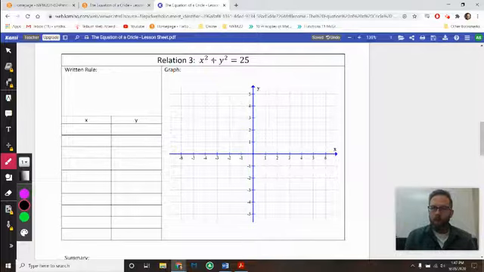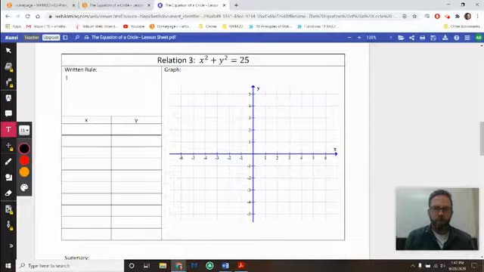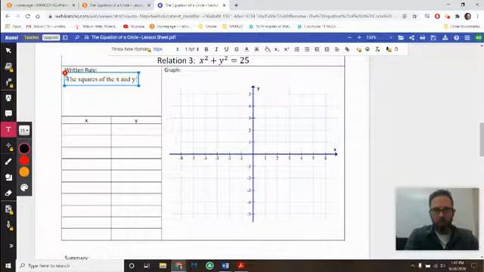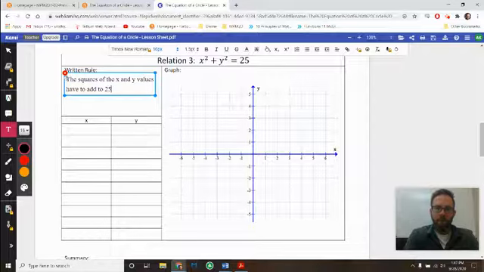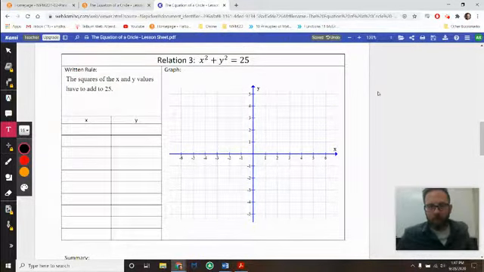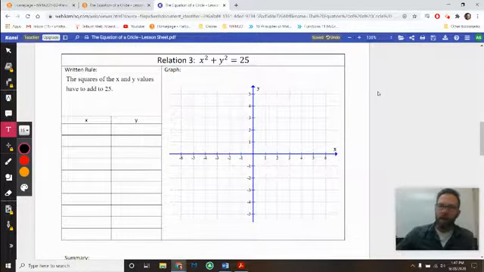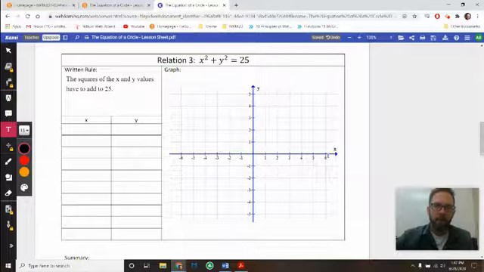In this one, we have not just x and y values, but with the squares. This rule is saying that the squares of the x and y values have to add to 25. So we're going to come up with some points together that we can add to this graph and get an idea of what this looks like.